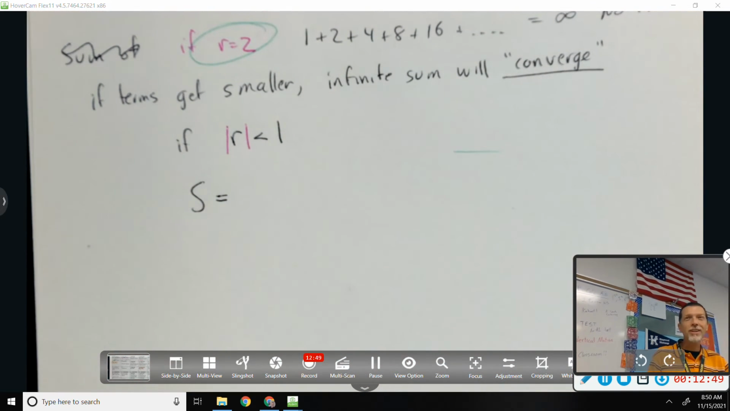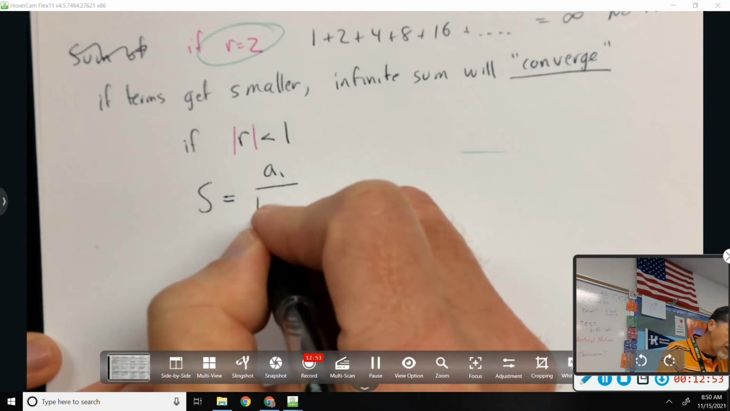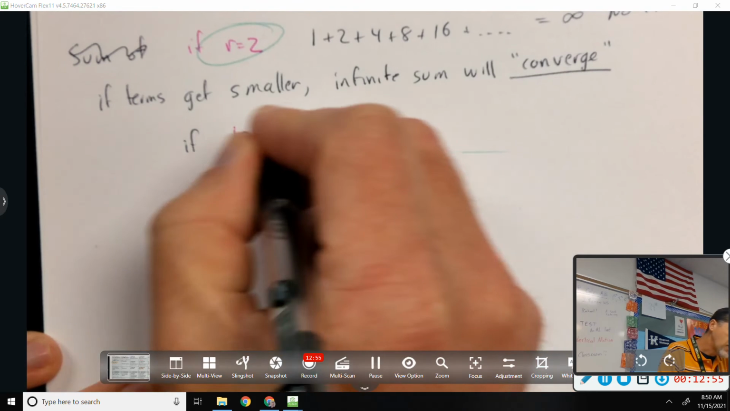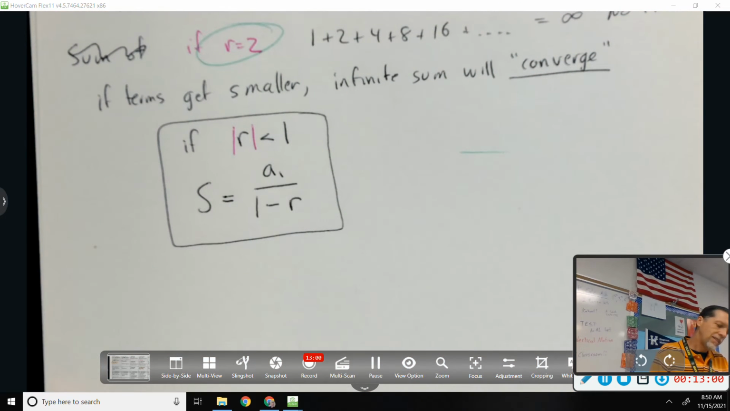The formula is super easy. This is the strange part about this one: a1 over 1 minus r. That's it.